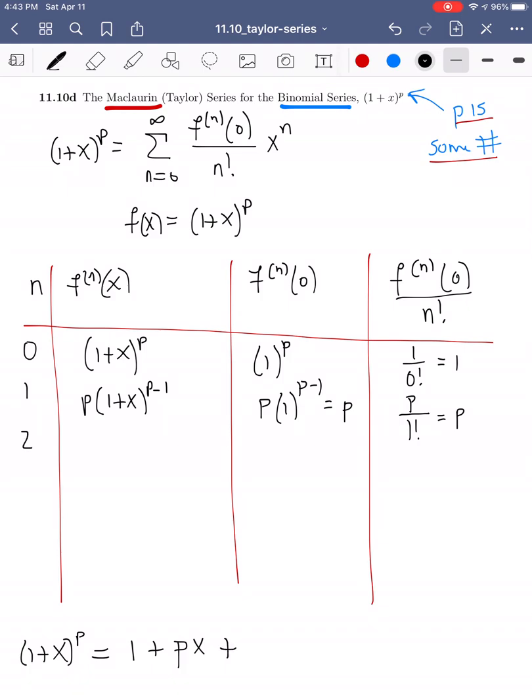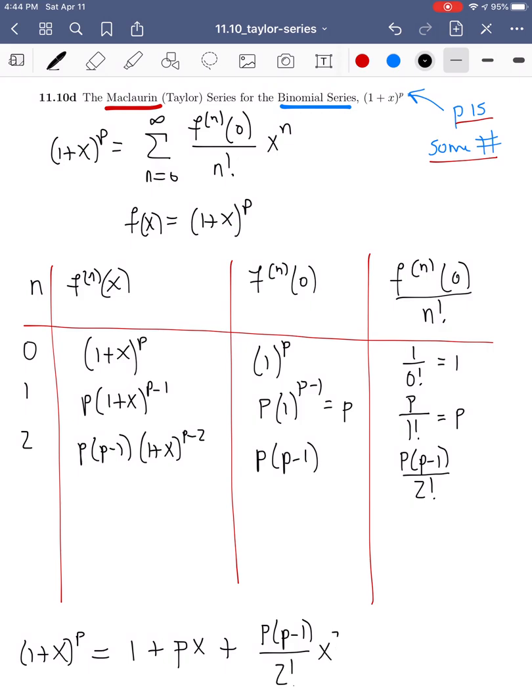So for the n equals 2 term, we take the second derivative, which in this case will just be p times p minus 1 from the power rule, all times 1 plus x raised to the p minus 2 now. And of course, the derivative of the inside, the derivative of 1 plus x, is just 1. So if we evaluate this derivative at 0, that'll just give us p times p minus 1. So that coefficient will just be p times p minus 1 all over 2 factorial. So the next term in our series will be plus p times p minus 1 all over 2 factorial times x squared.